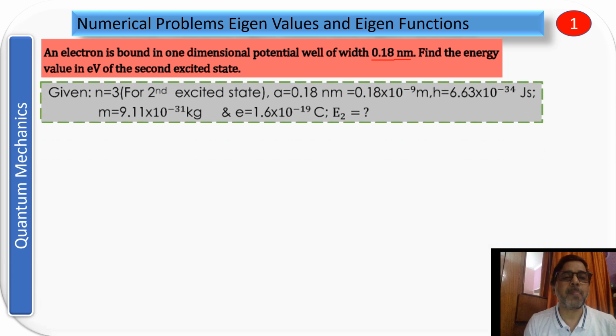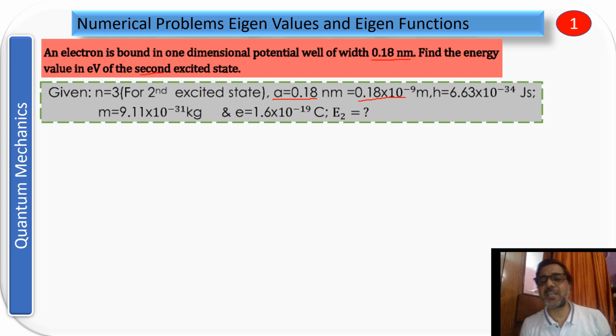So what is given? An electron is born in a one-dimensional potential well of width 0.18 nanometer. So the width we have taken as a. So a is equal to 0.18 nanometer. I have converted nanometer in terms of the meter, so 0.18 into 10 to the minus 9 meter. Okay, find the energy of the second excited state.